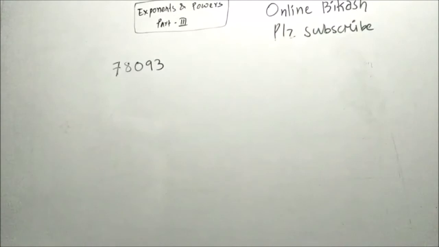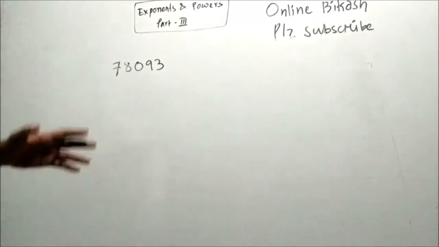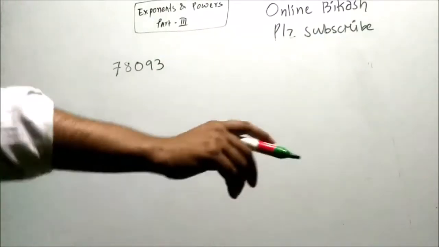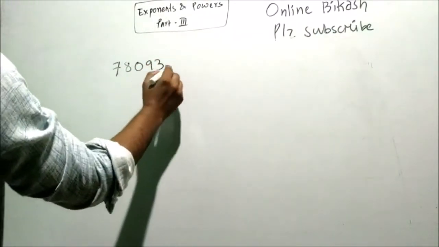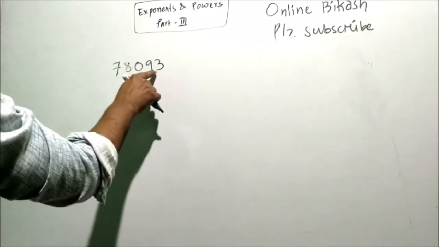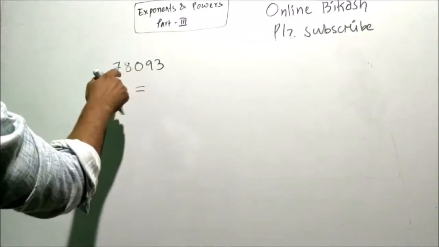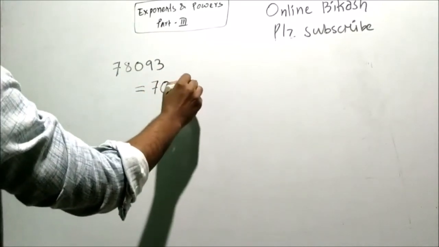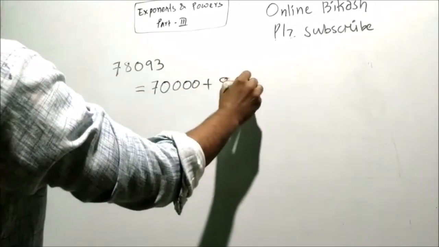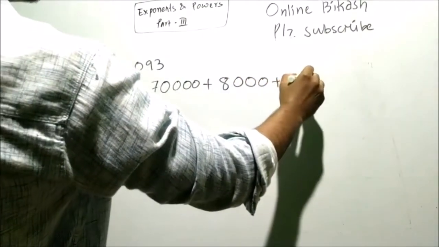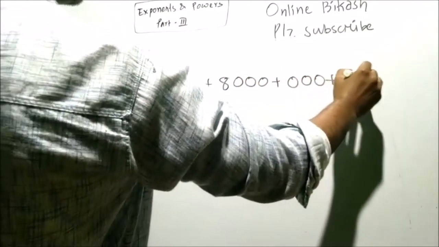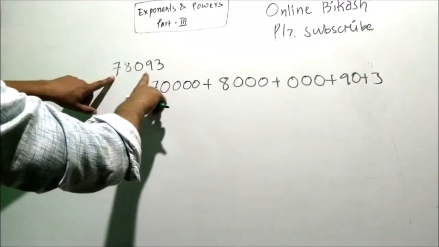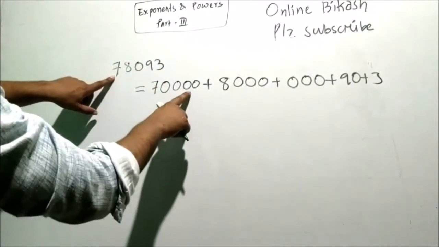Okay, in class 2, 3 or 4 you have learned how to expand a number. It will be equal to what? 1 2 3 4 5, it is 78,093. So we can write 7 followed by 4 zeros plus 8 followed by 3 zeros plus 0 followed by 2 zeros plus 9 followed by 1 zero plus 3. I am writing this 7 followed by how many zeros? How many digits are there after it? 1 2 3 4. So 4 zeros.